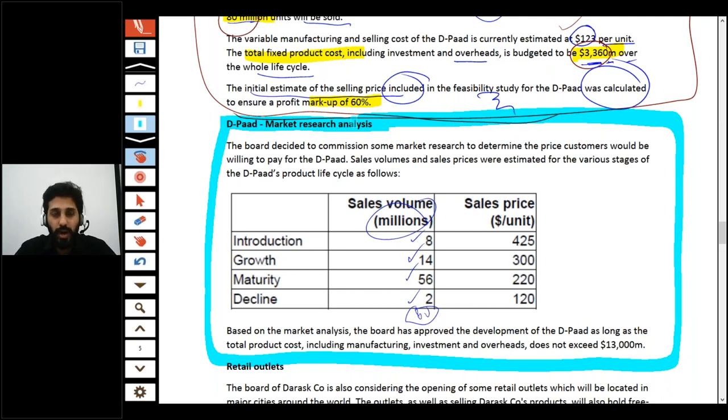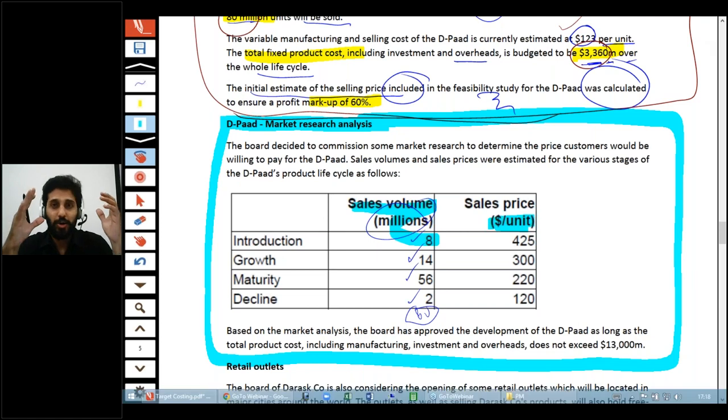Now you should put in your effort. This is the selling price per unit, and this is the total sale volume. The question is asking for the total cost gap, not the cost gap per unit. We need to calculate the total cost and total sale revenue, so whatever working I do will be on total figures.